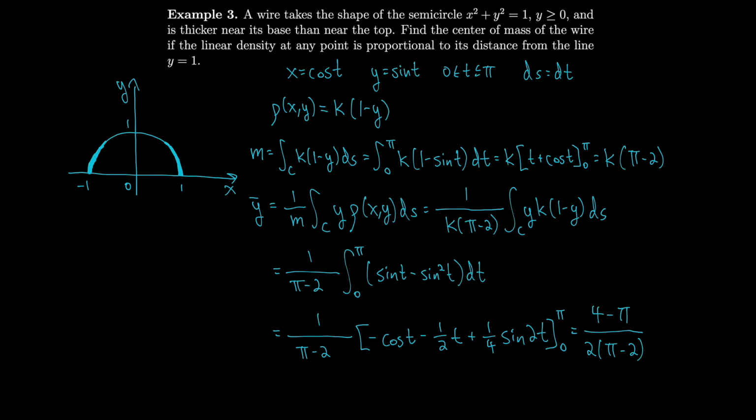Okay, so we have one coordinate. Notice the other one, though, is very easy because our curve is symmetrical around the y-axis and our function rho is symmetrical. We don't have to worry about x bar. It's just going to have to be on the line x equals 0. So we can just say that x bar will equal 0 by symmetry.